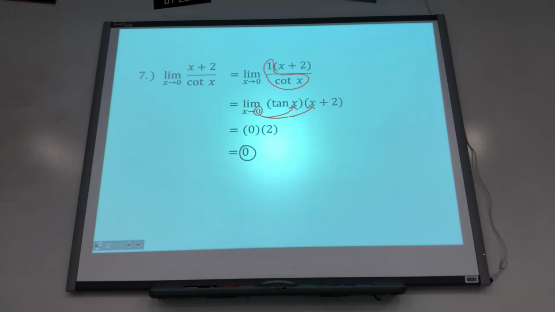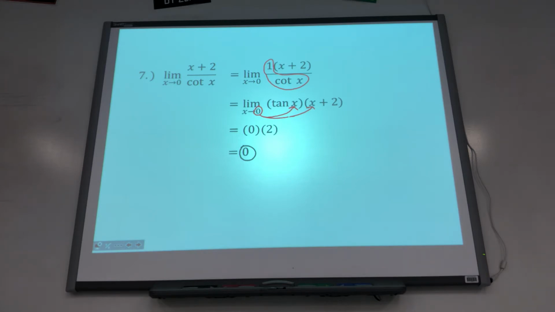I would only do that little trick with the 1 if it's a reciprocal because they're just kind of hard to type in. I'm not saying you couldn't graph that, but I think it's a little bit easier just to kind of break it apart and flip it over yourself.